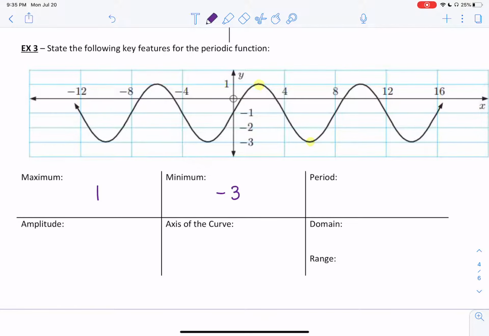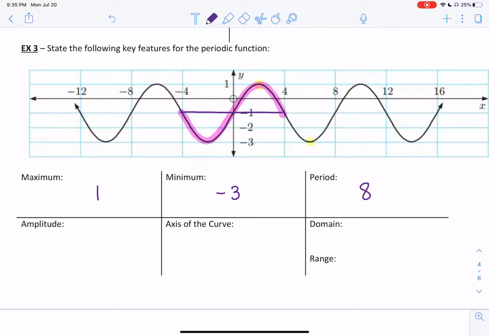Next is my period. How long does it take to go through one full cycle? So we're going to pick a starting point and figure out how long it takes to go through that whole cycle. For me to go through one whole cycle is going to take 8. So if I look to get from here to here is 8.